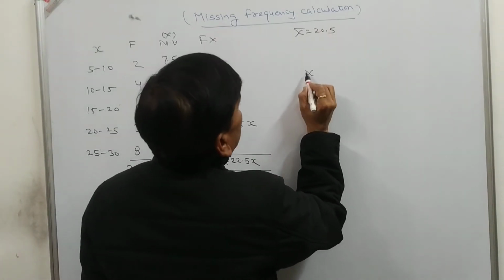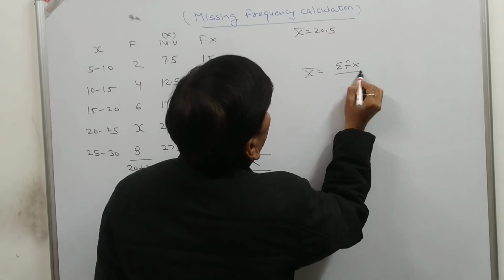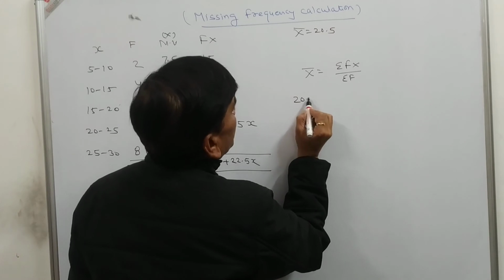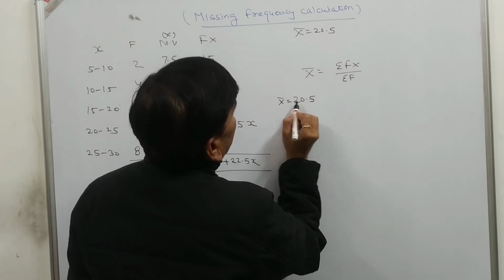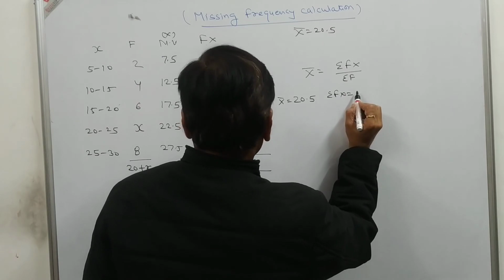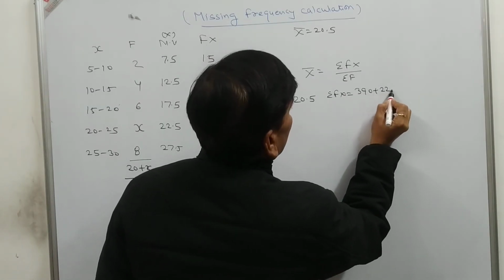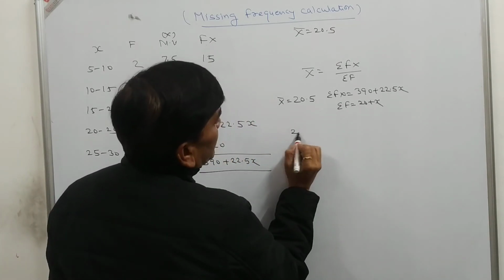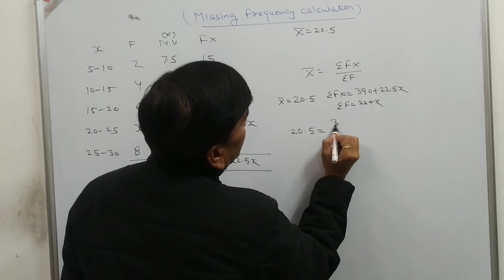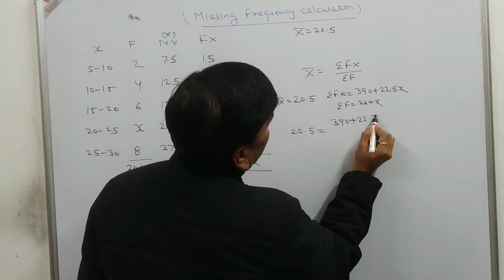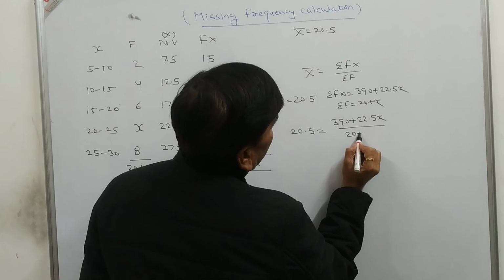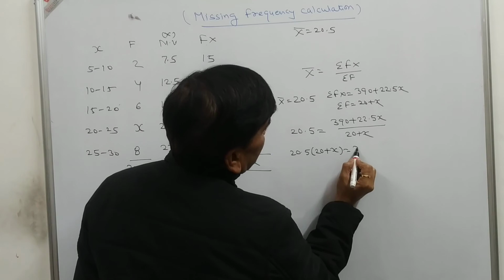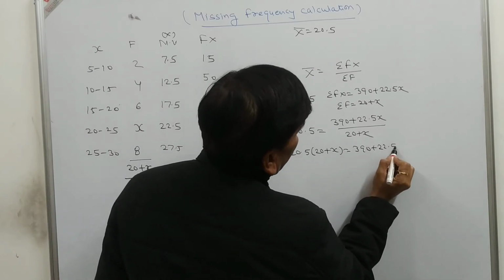So x bar is equal to sigma fx divided by sigma f. This is the formula for the arithmetic mean. The arithmetic mean is given as 20.5. Sigma fx is 390 plus 22.5x and sigma f is 20 plus x. By putting in the values, 20.5 is equal to 390 plus 22.5x divided by 20 plus x. So 20.5 multiplied by 20 plus x is 390 plus 22.5x.